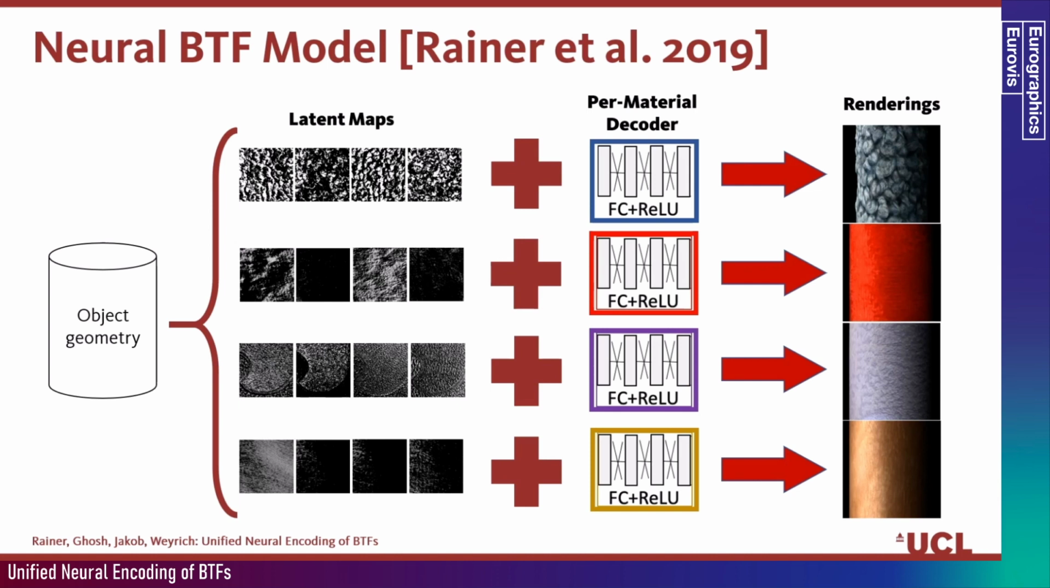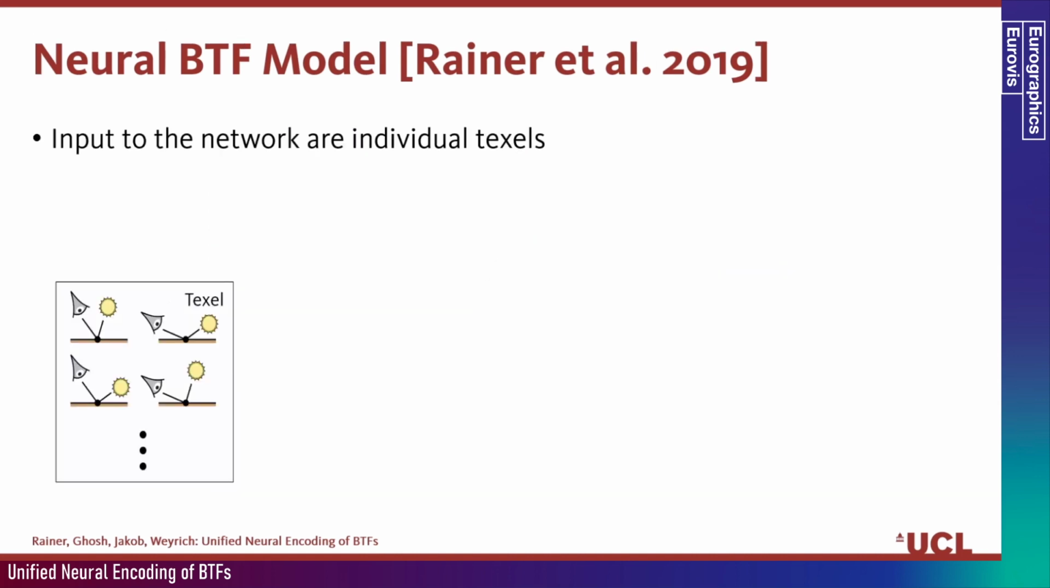We can draw an analogy with parametric BRDF models by comparing the latent maps to the spatially varying BRDF parameters, such as diffuse and specular albedo maps, normal maps, and so on, and comparing the decoder network to the chosen BRDF model, for instance, Phong, Cook-Torrance, or GGX, etc.